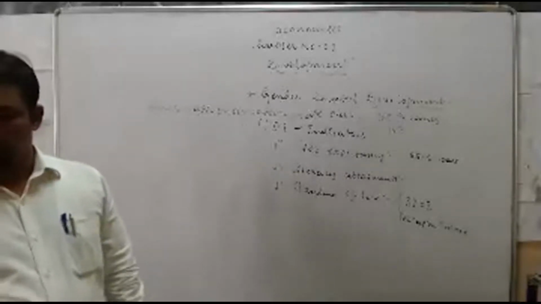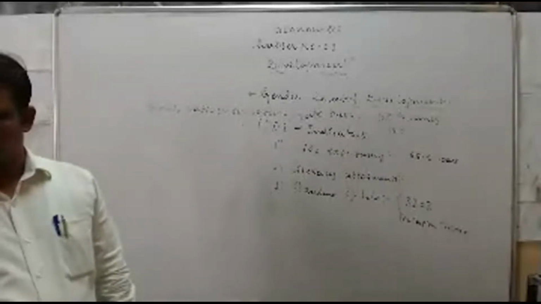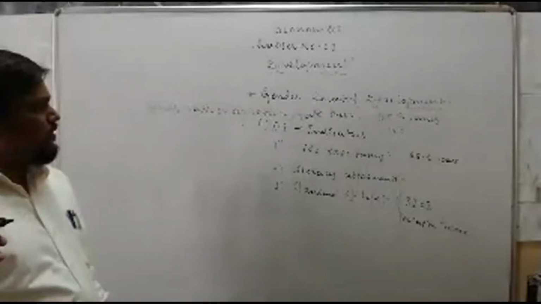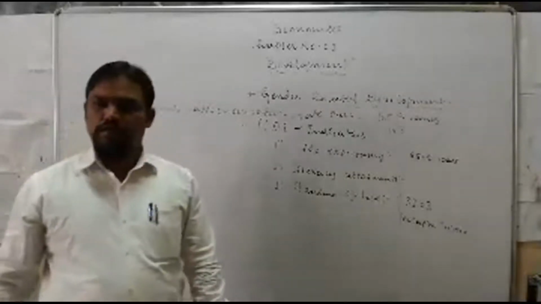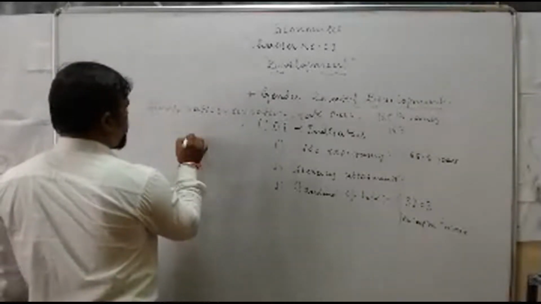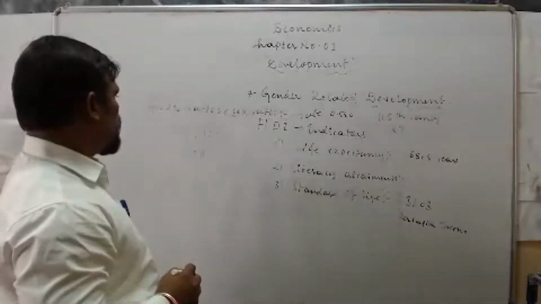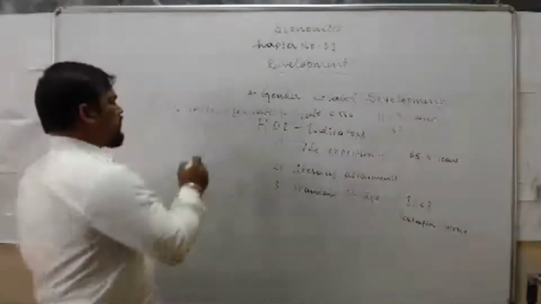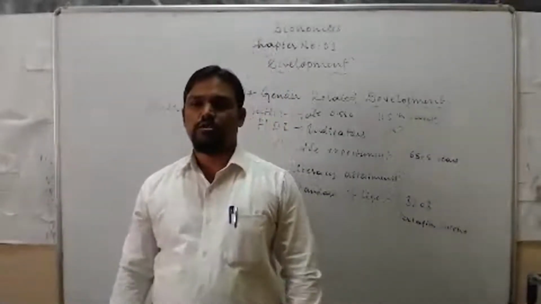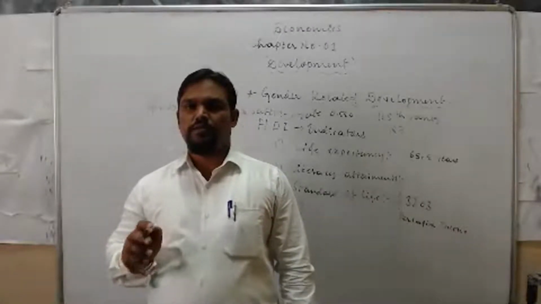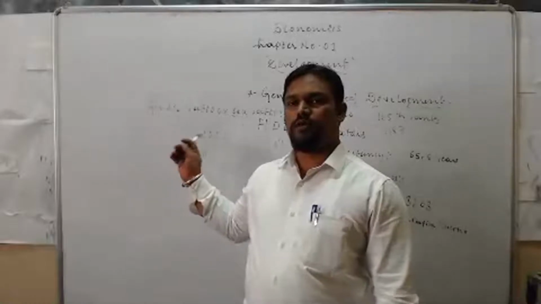Gender ratio or sex ratio means the number of females present for every 1,000 males. That is called gender ratio or sex ratio. Okay, that is 945 for every 1,000 males according to the 2011 report. In India, what was the gender ratio or sex ratio? 945 females for every 1,000 males. Okay. According to the 2011 report, what was the gender ratio or sex ratio? 945 females for every 1,000 males.